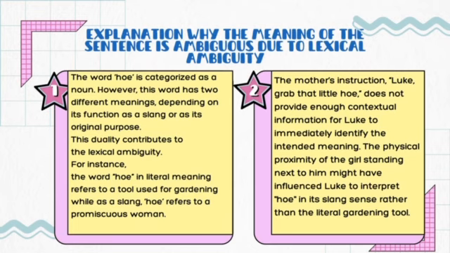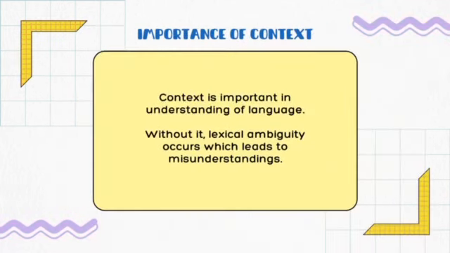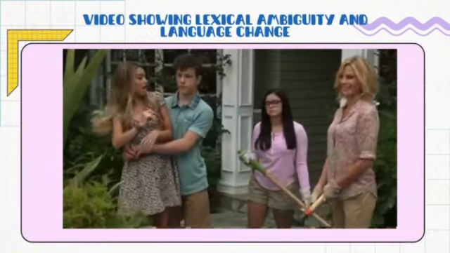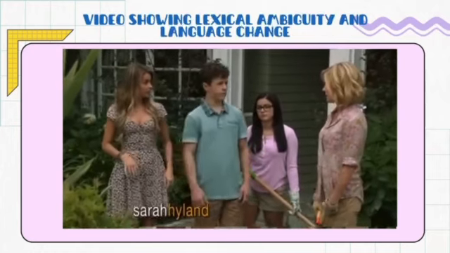The mother's instruction, Luke, grab that little hoe, does not provide enough contextual information for Luke to immediately identify the intended meaning. The physical proximity of the girl standing next to him might have influenced Luke to interpret hoe in its slang sense rather than the literal gardening tool. This example highlights the importance of context in understanding language. Without clear contextual clues, lexical ambiguity can lead to misunderstanding, as seen in this scenario, where Luke might misinterpret his mother's instruction.